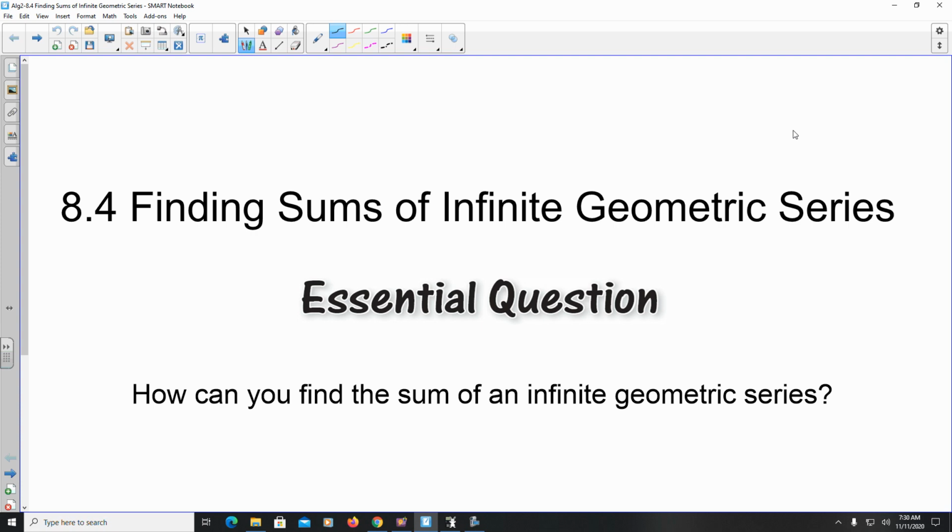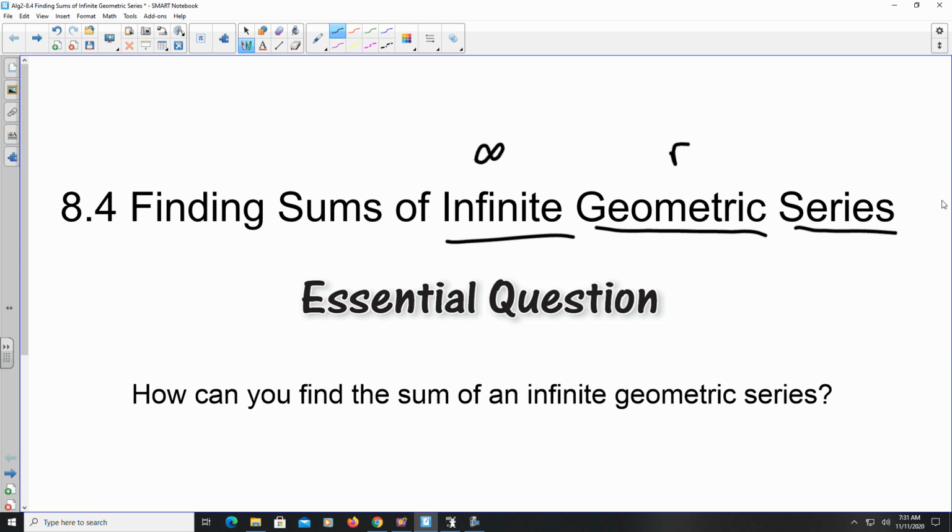In this lesson, we're going to be looking at section 8.4, where we're going to be finding sums of infinite geometric series. So, looking at the title, infinite means that it's going to go on and on forever to infinity. And geometric means that it is going to have a common ratio, r. And series means we're trying to find the sums of those sequences.